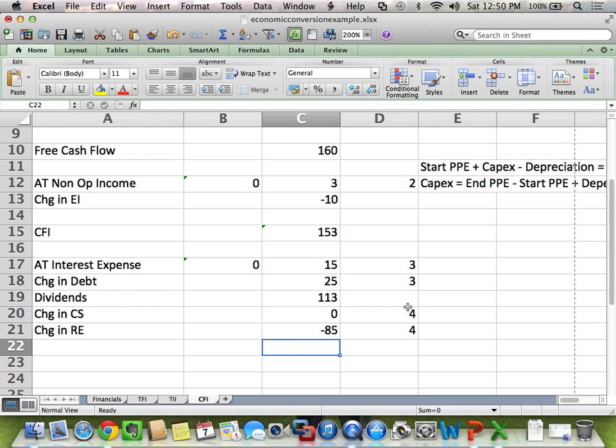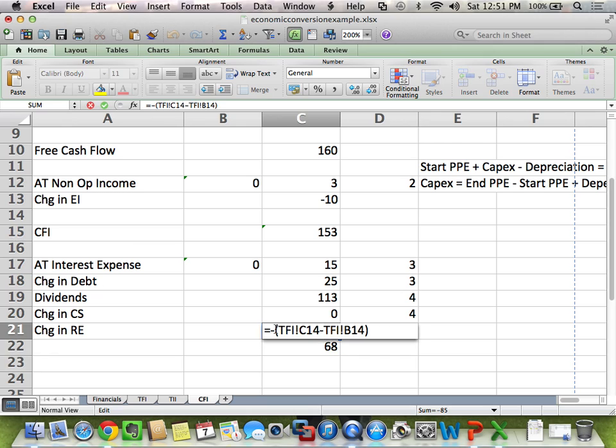So now when I sum all of these, I should get a matching statement. The two sides should match. Because if they don't match, then I do not have a correct answer. Does my statement match? So I do not have a correct answer. What is the mistake that I made? So I made it intentionally. Making the change in retained earnings negative?